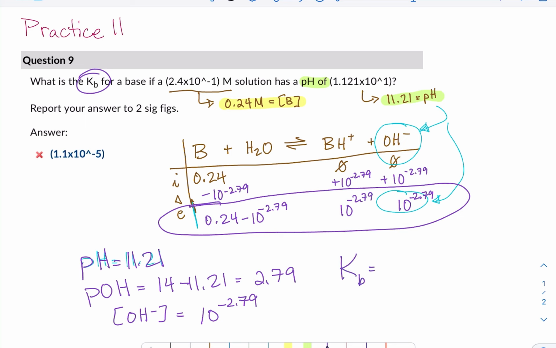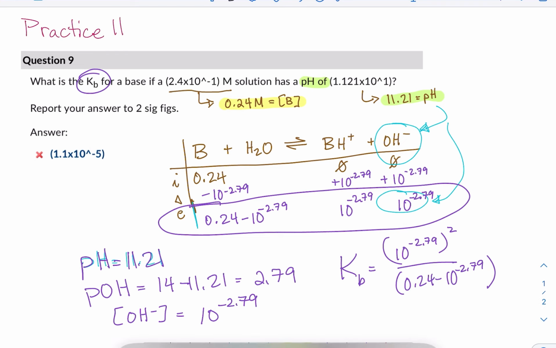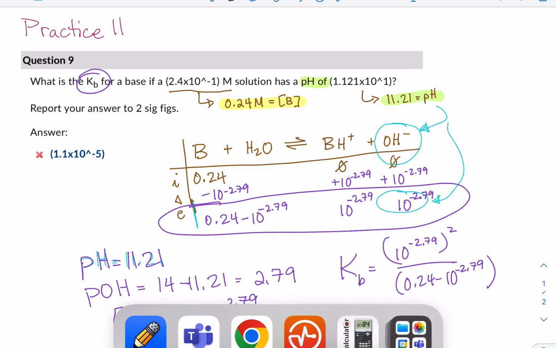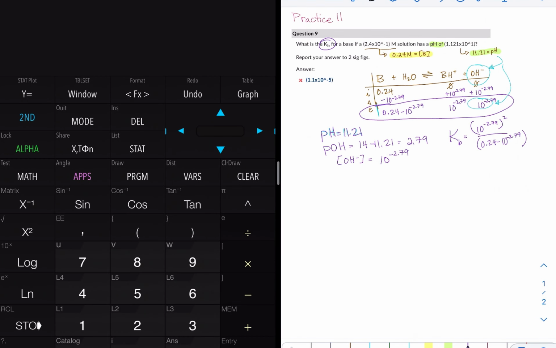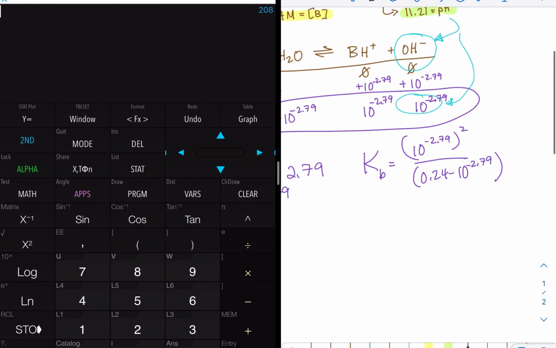So Kb, which is products over reactants at equilibrium, is 10 to the negative 2.79 squared all over 0.24 minus 10 to the negative 2.79. I can punch that in my calculator. It's fairly straightforward. I also can use an algebra solver, or I can use a calculator. Let me go ahead and do this with my calculator. Let's see if I can get this plugged in.